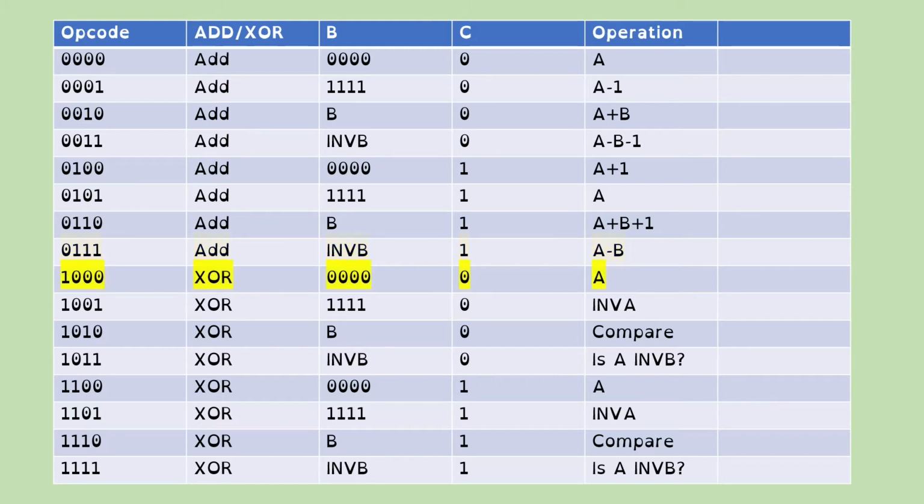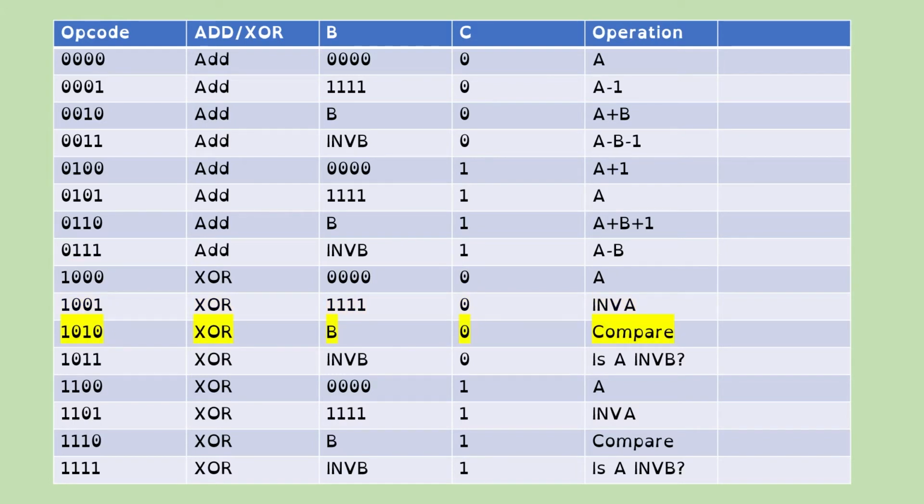So the next 8 are all XORs rather than add. And in fact, the carry in has no effect on the XOR. So it's just the XOR and then whatever we're choosing on the B. So A XORed with 0000 gives us A as the output. Again, nothing happening there of any use. A XORed with 1111 gives us inverse of A. Well, we might want that in some circumstances, so we're going to leave that one in.